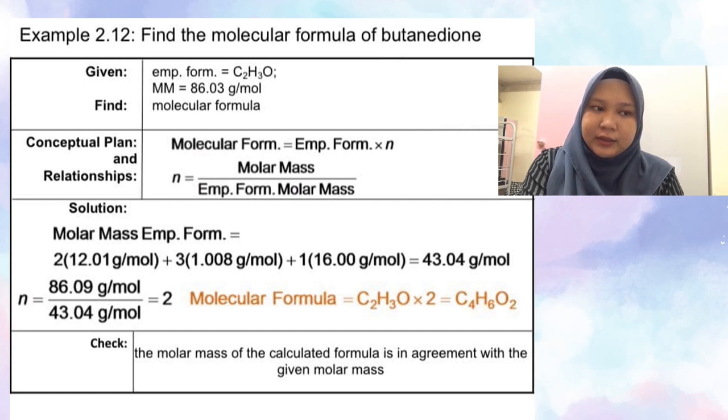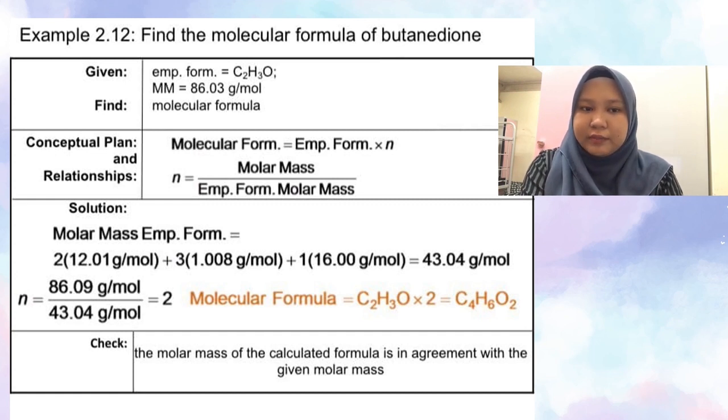N equals 86.09 grams per mole divided by 43.04 grams per mole, which equals 2. The molecular formula equals C2H3O times 2, which equals C4H6O2. Check that the molar mass of the calculated formula is in agreement with the given molar mass.